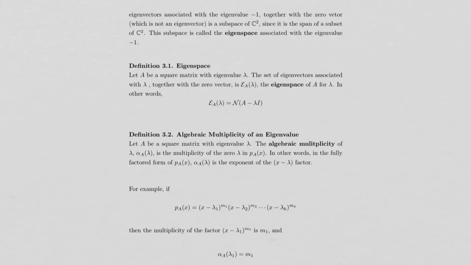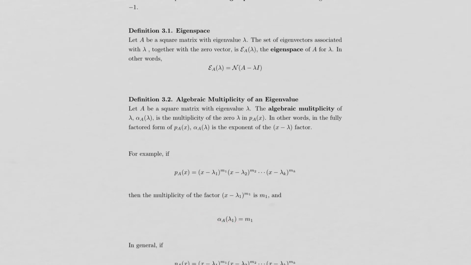For example, down here, if this is our fully factored form of the characteristic polynomial, lambda 1 is one of the zeros, lambda 2 is another 0, up to lambda k. So there are k eigenvalues for this matrix A. X minus lambda 1 is raised to the m1 power, x minus lambda 2 is raised to the m2 power, etc. Well, if we look at, for example, this first term with lambda 1 in it, the algebraic multiplicity of lambda 1 is m1. It's the exponent of the x minus lambda 1 factor in the fully factored form of the polynomial. So that's what all this means.